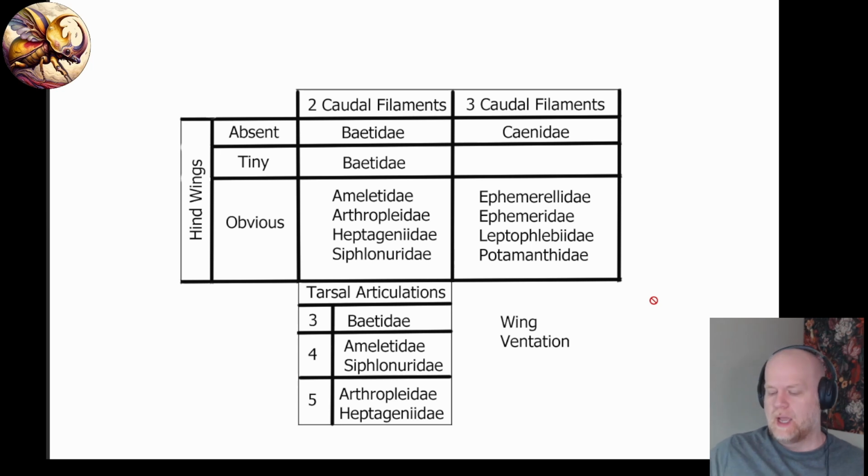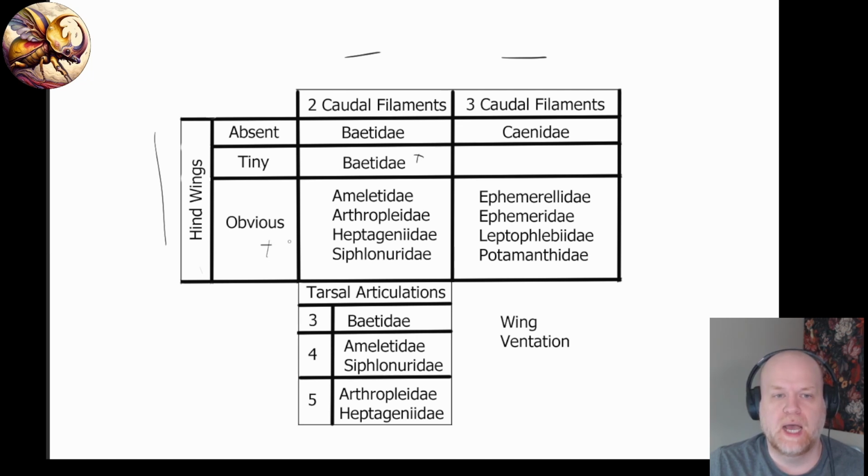So now that we know that, we can use this sort of general key that I found to talk about how to tell some of the larger families apart, just from what we've talked about here. If you need to know if there's 2 or 3 caudal filaments, and whether or not it has hind wings. Like I said, some of them have tiny hind wings, some of them don't have any. So if there are tiny hind wings and 2 caudal filaments, you know it's a beaded. If it's large, obvious hind wings and 3 caudal filaments, you know it's one of these 4 families.